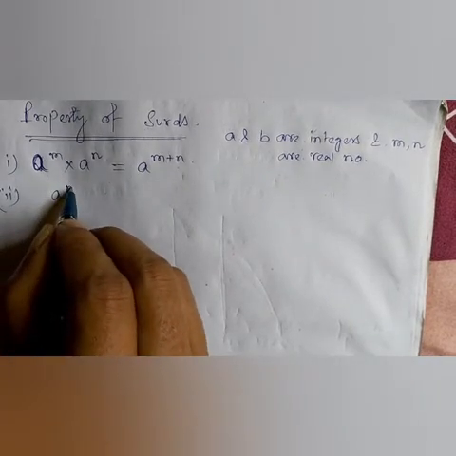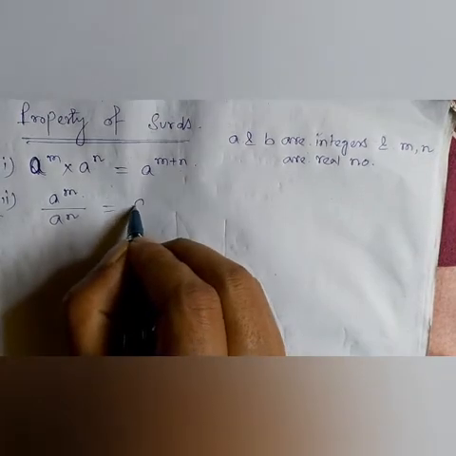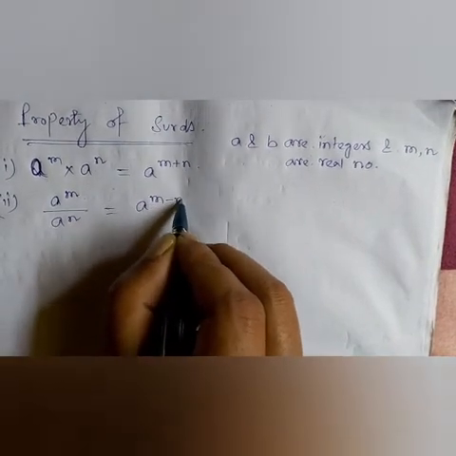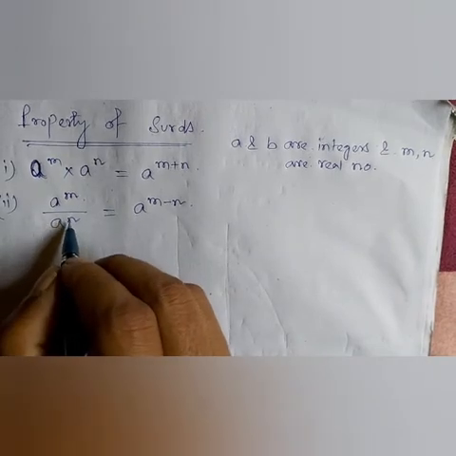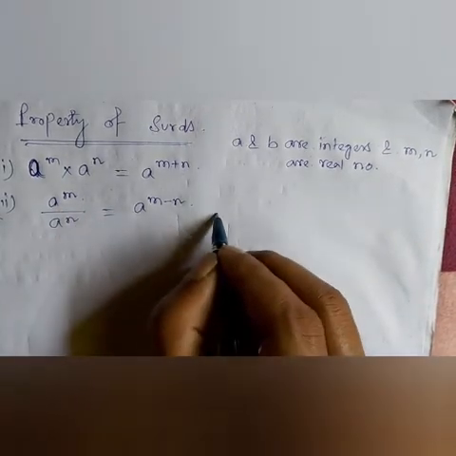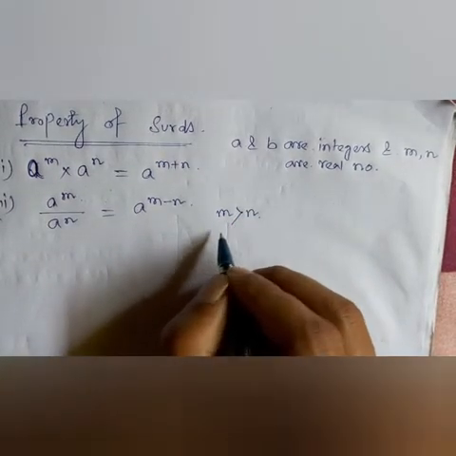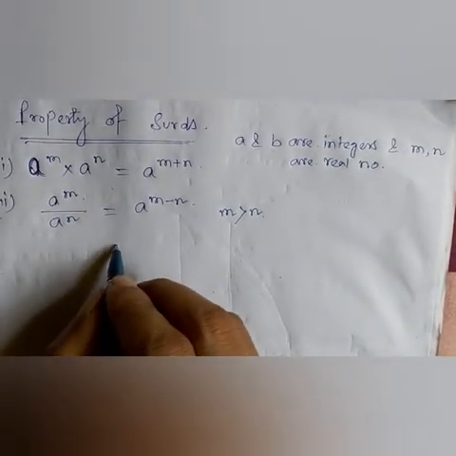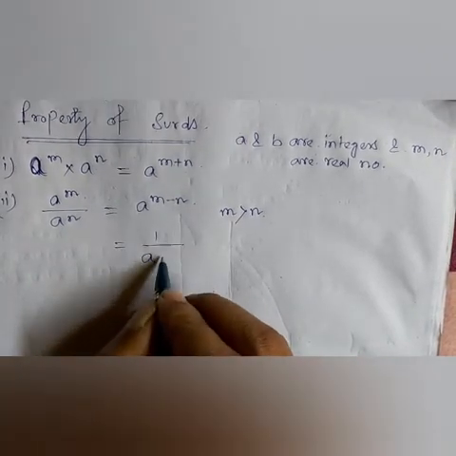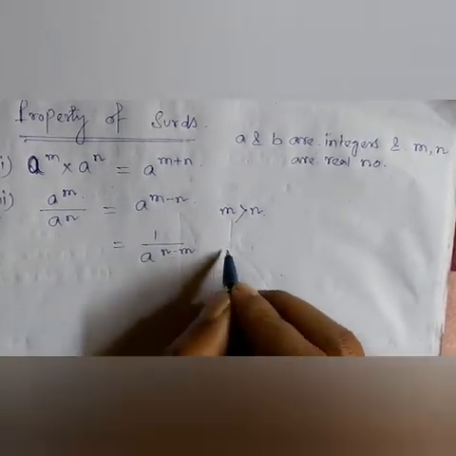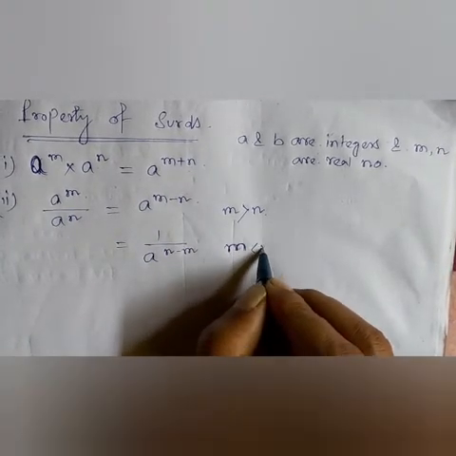Second one, a to the power m divided by a to the power n is equal to a to the power m minus n. So in division, when the bases are the same, the powers are subtracted. Here is one condition: m must be greater than n. If m is less than n, then the value is 1 by a to the power n minus m, when m is less than n.